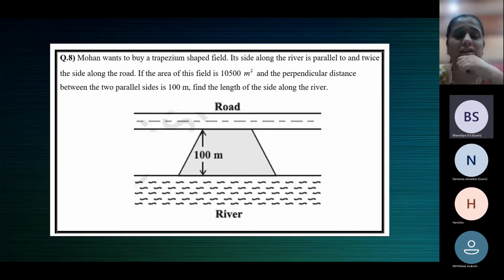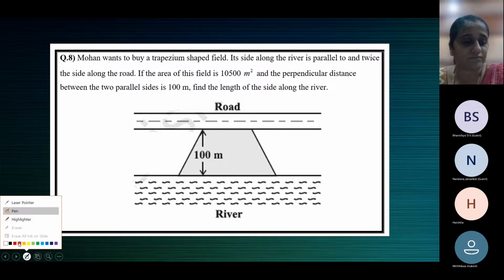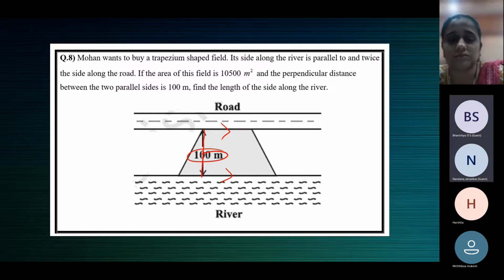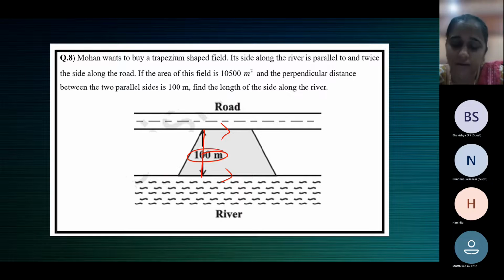The distance between the two parallel sides is h. These are the two parallel sides. The distance between the parallel sides is the value of h, 100 meters. What's the area of the trapezium shaped field? Half into h into a plus b. Yes, 10,500 meters square. The area of the trapezium shaped field is 10,500 meters square and the value of h is 100. Now, what about the length of the parallel sides?